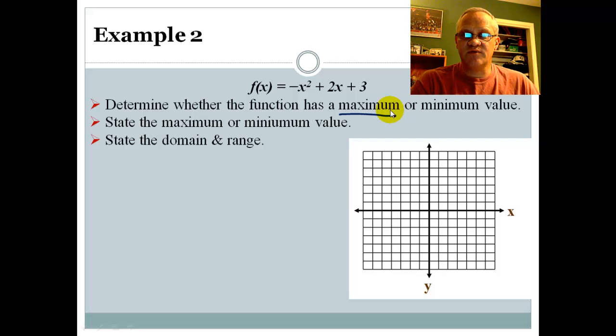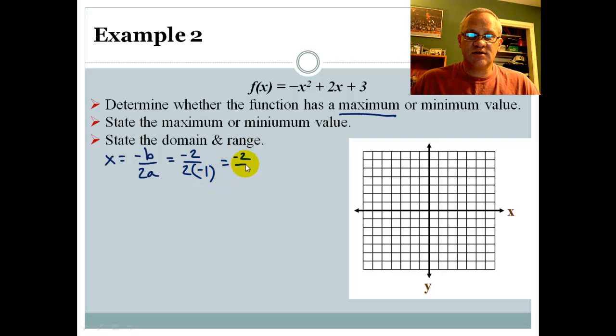Now we have to find the maximum value. Okay, how do we do that? Remember what we just did in the previous section where we did the opposite of b over 2a? We're going to do that again, okay? So what's the opposite of b over 2a? Well, what's b? b is 2. So this is going to be negative 2 over 2 times a, and a is a negative 1 here. So this is going to be negative 2 over negative 2, which just equals 1. All right, so what does that mean? That means that at the vertex, x is 1.